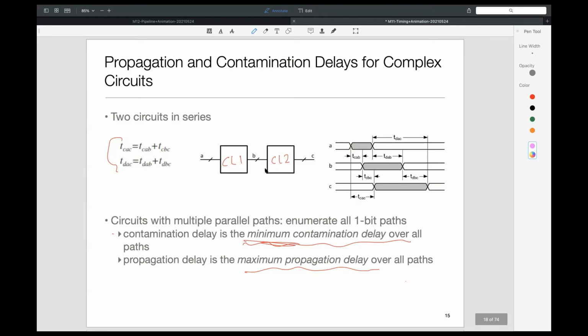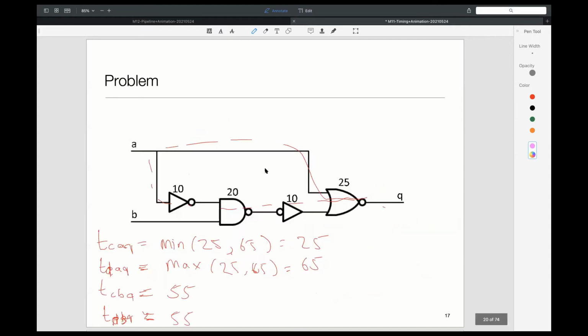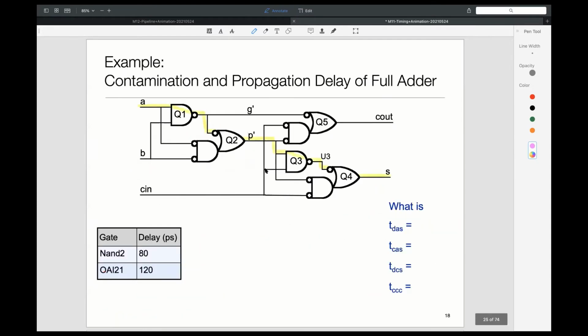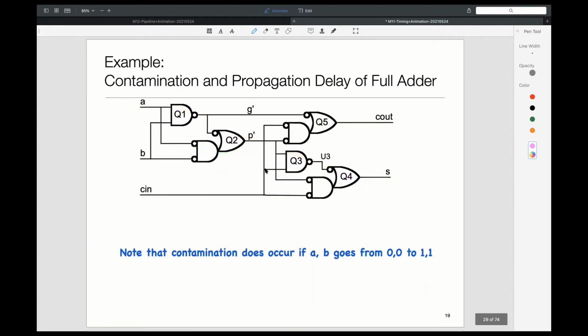And the idea then is that contamination delay is the minimum across all the paths and propagation delay is the maximum across all the paths. And I worked through a simple example, and then we had a more complicated example. So that's where we were last time.